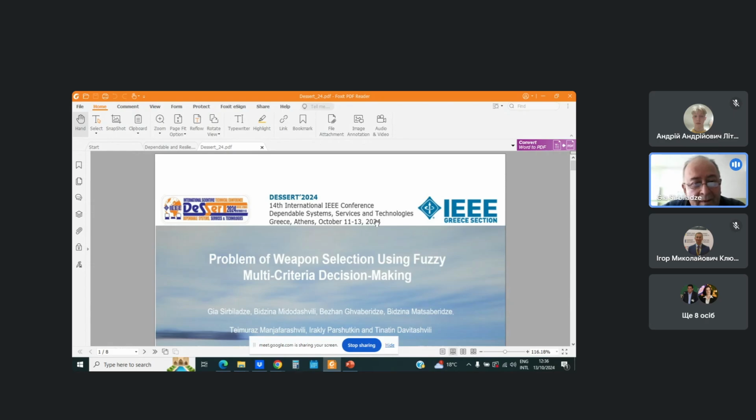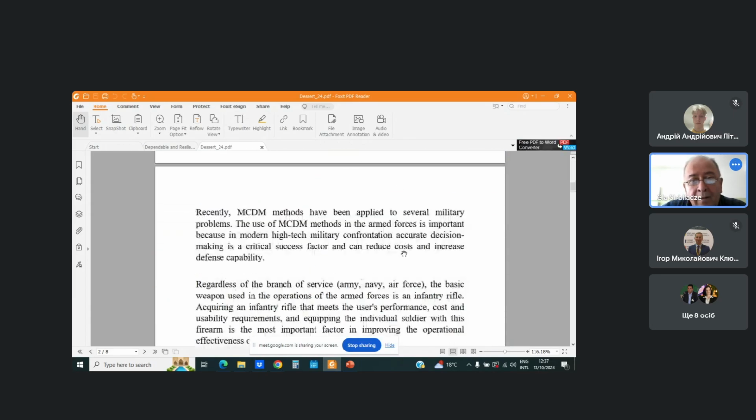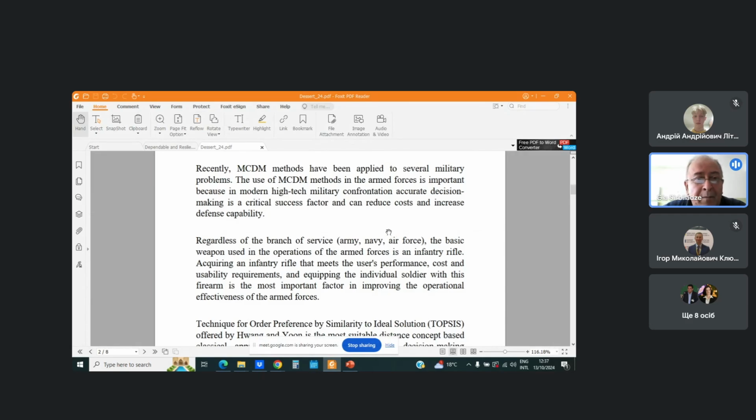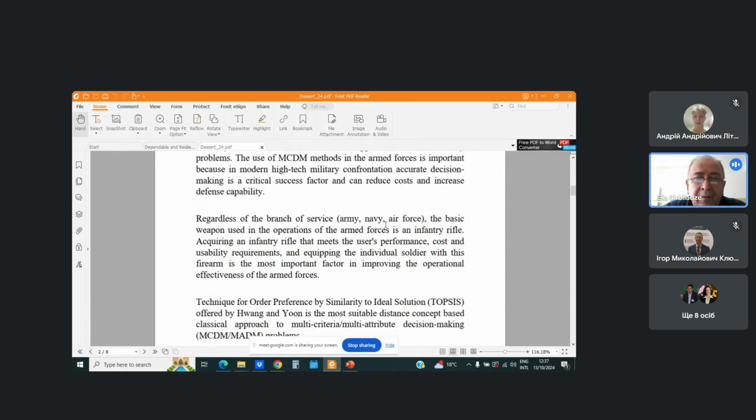So, in this presentation, we will introduce a new fuzzy multi-criteria decision-making model for a weapon selection problem. We do it on an example of an infantry rifle. So the problem is to choose the right model of a weapon and do it effectively.